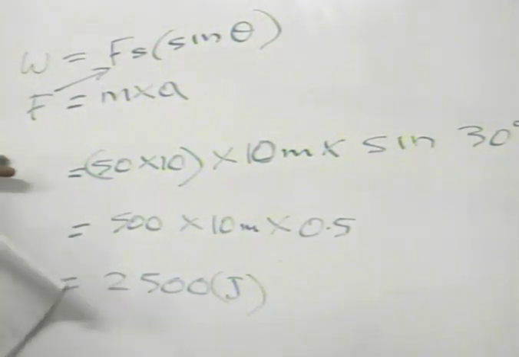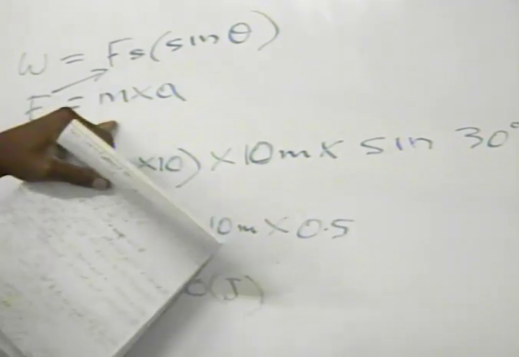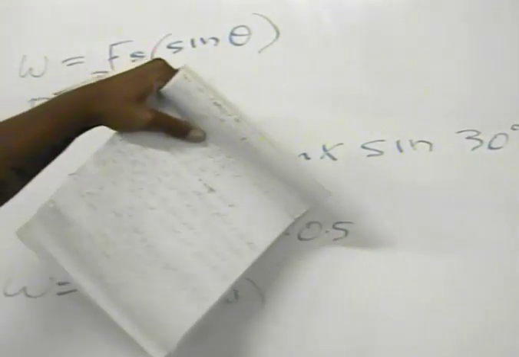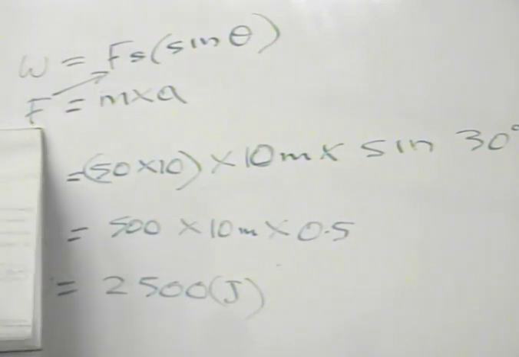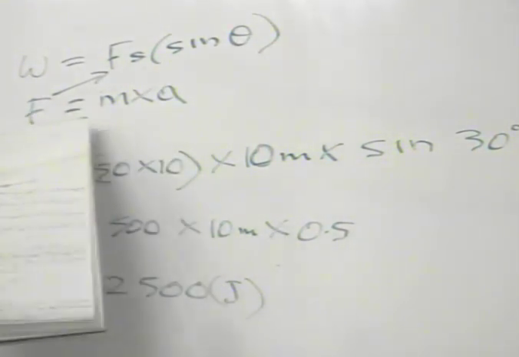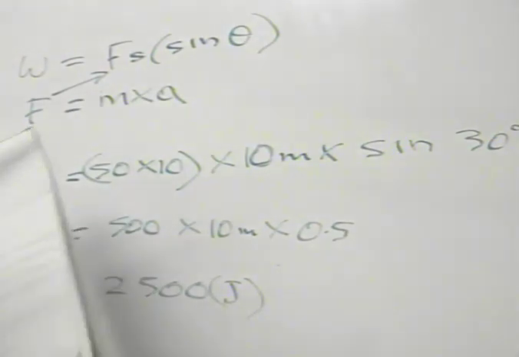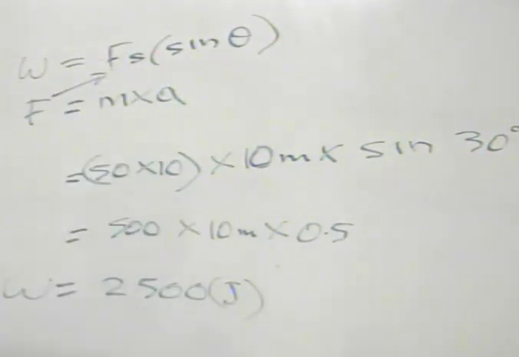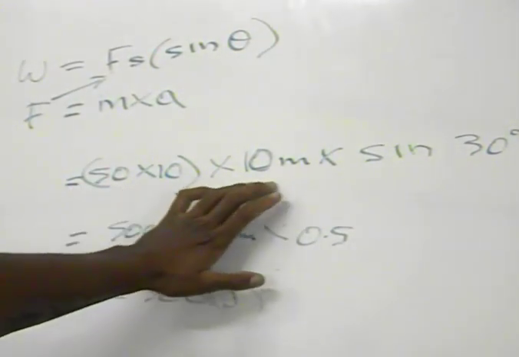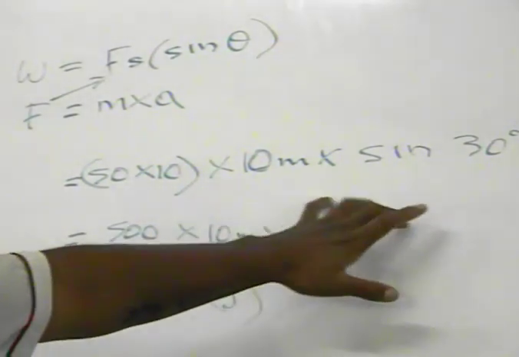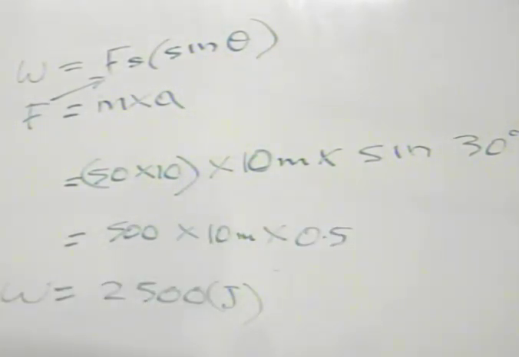Using the formula, work is equal to force times distance times sine theta. The mass of the object is given as 50, so use another formula, force equals mass times acceleration, to get its force. So you multiply 50 by 10, you get 500, times the distance, 10 meters, times sine 30, which if you punch on your calculator, you get 0.5. And you end up with the answer 2,500 joules.